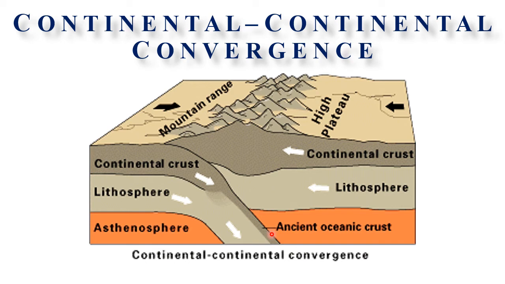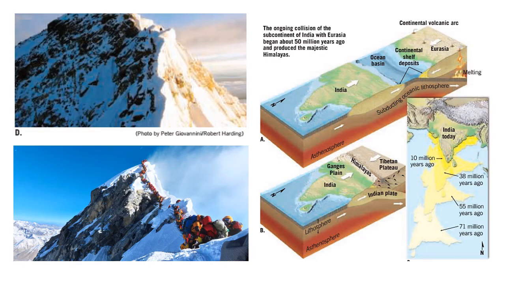This event folds and deforms the accumulation of sediments and sedimentary rocks along the continental margin as if they had been placed in a gigantic vise. The result is the formation of a new mountain belt composed of deformed sedimentary and metamorphic rocks that often contains slivers of oceanic lithosphere. So here we can see such a collision and also the effect of such a collision.